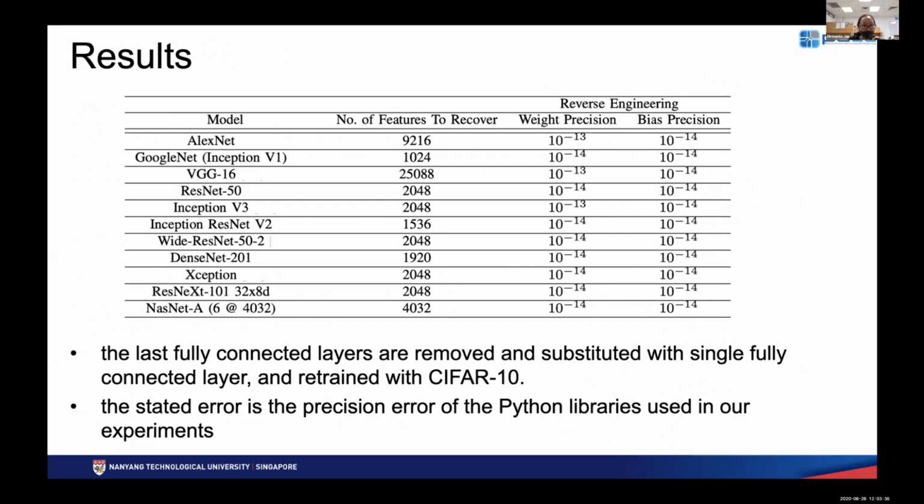We did some experiments on some well-known networks. Those networks were taken, and the last layer was removed and substituted with a single fully connected layer and retrained with CIFAR-10. Here we have quite good precisions, but actually we would like to note that the error here is the precision error of the Python library used. So actually we can fully recover the weight and bias if the library precision is better.